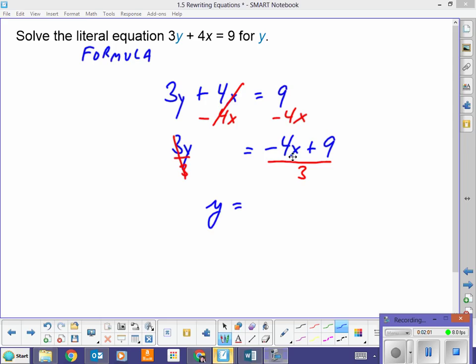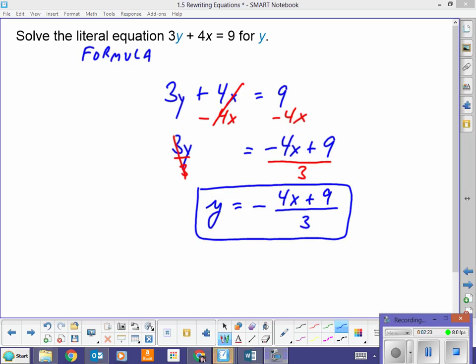So y equals, now over here, can I do any of this math? No, I can't. I can't reduce the 9 by the 3 because I really can't reduce 4 by the 3. So that's basically going to be our final answer there, if you want to call it an answer. y equals negative 4x plus 9 all over 3. Solve for y.